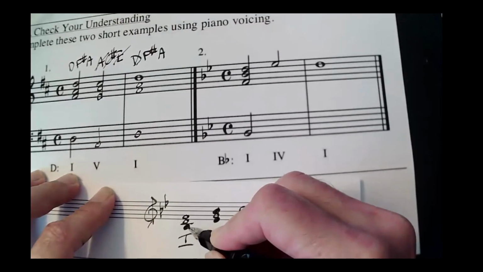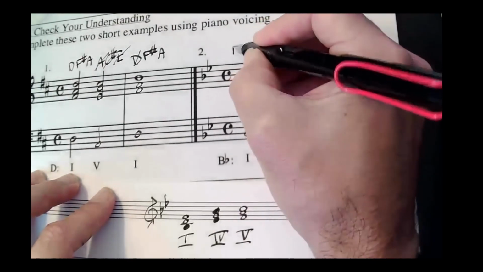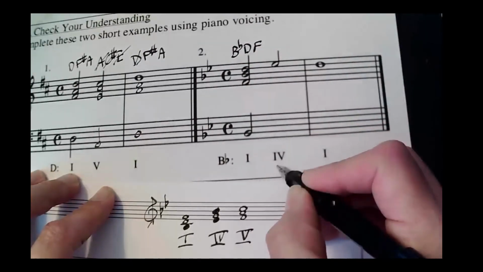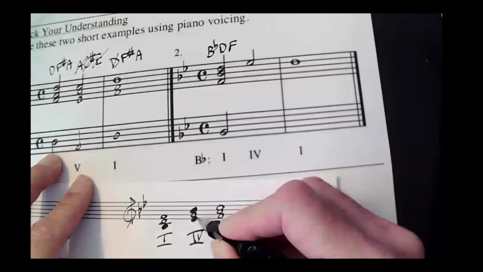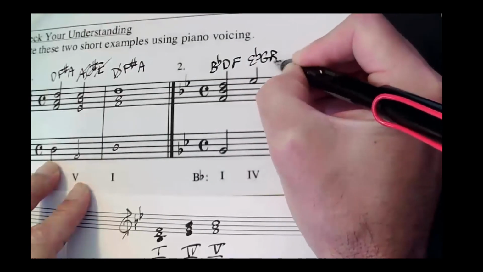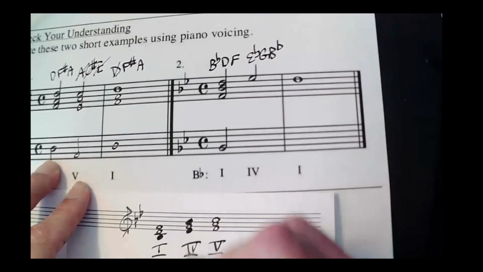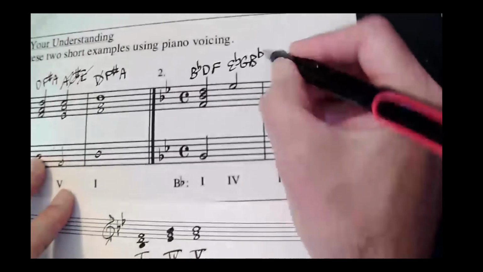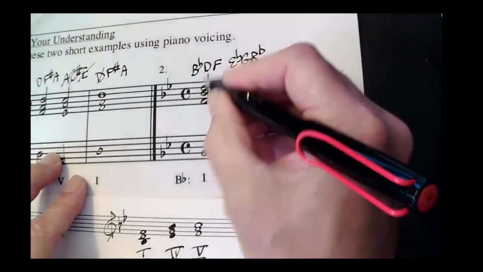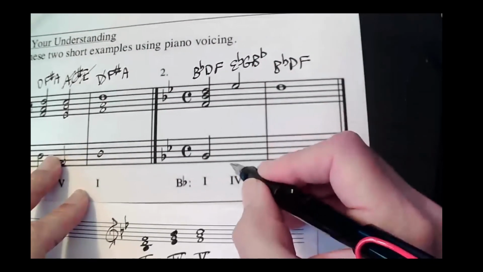For the 1 chord, B flat, D, F. And for the 4 chord, E flat, G, B flat. And back to the 1 chord, B flat, D, F. The first one's been done, so I'll do this one.